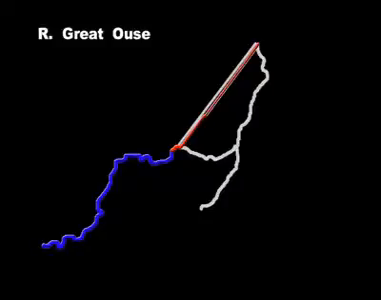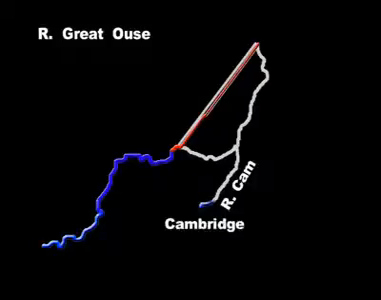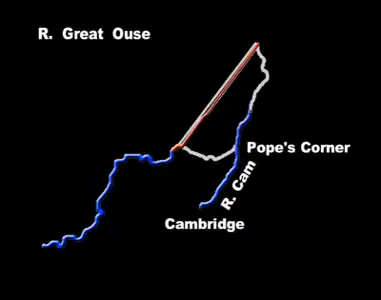And there's the Ely Ouse. This really starts life as the River Cam in Cambridge, flows down to Pope's Corner, where it becomes known as the Great Ouse, and flows on through Ely to Denver.